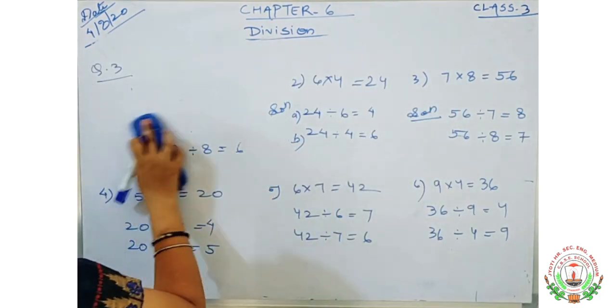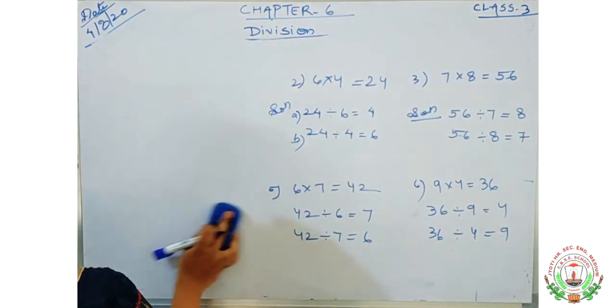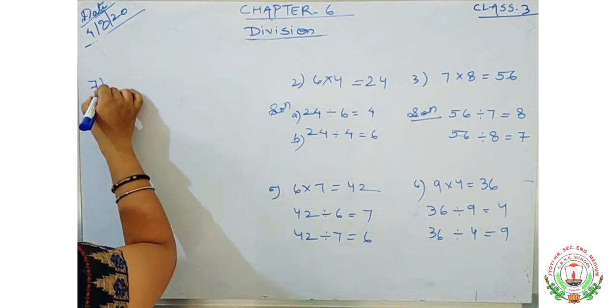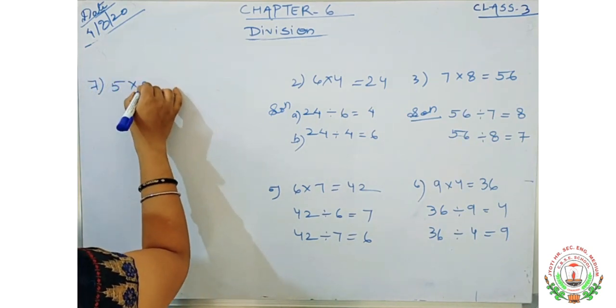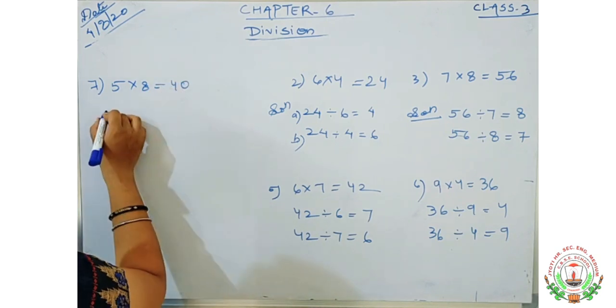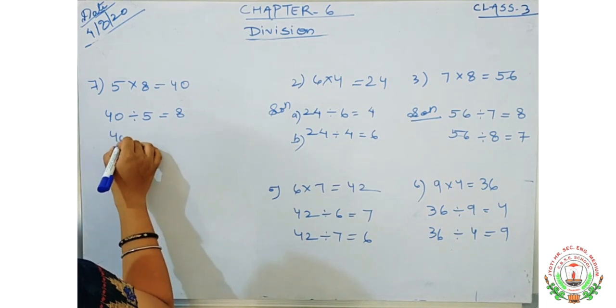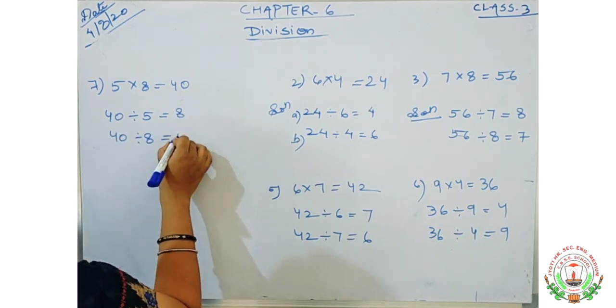Number 7 is 5 into 8 is equal to 40. So one time you will divide 40 by 5. Another time you will divide it by 8.